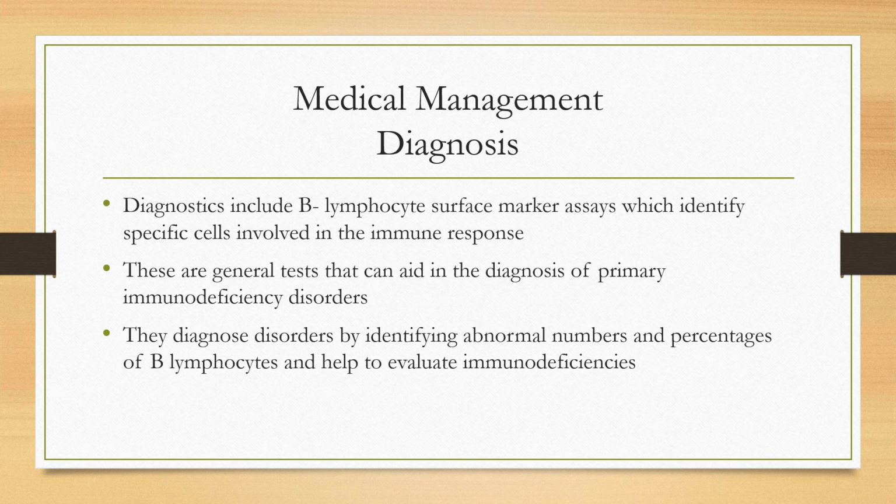So medical management, how is this disorder diagnosed? Well, diagnostics will include B lymphocyte surface marker assays, which will identify specific cells that are involved in the immune response. These are general tests that can aid in the diagnosis of primary immunodeficiency disorders. Again, there's a problem with my immune response. They will diagnose disorders by identifying abnormal numbers and percentages of B lymphocytes and help to evaluate immunodeficiencies.